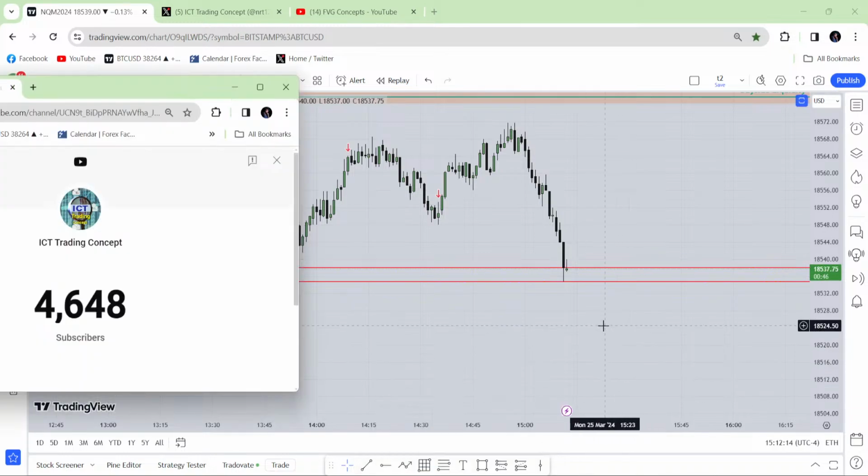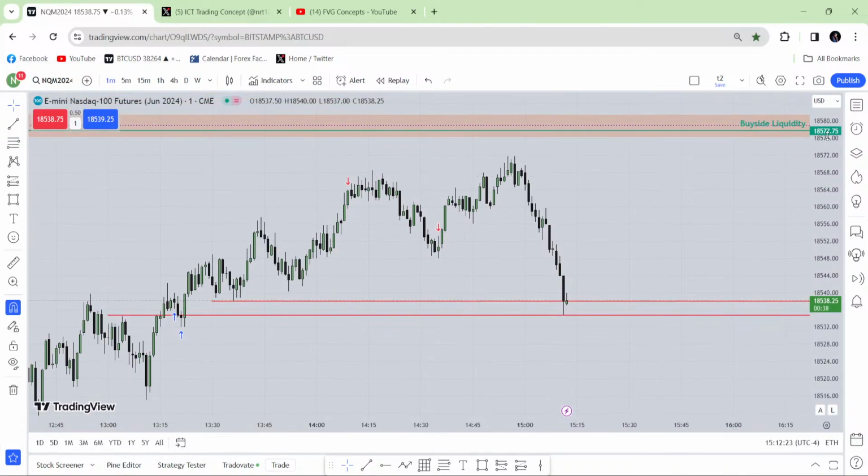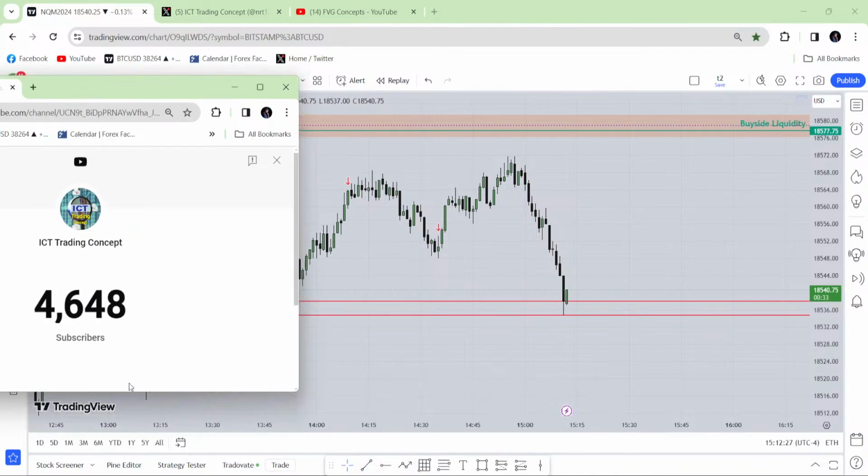Very near to hit my target here. 4648. Very near to hit my target over here. 577.75. So I'm very near to both of those targets. Let's see if we can hit any of them. At the end of the day, I don't want to be absolutely wrong. So I want to be right either way.